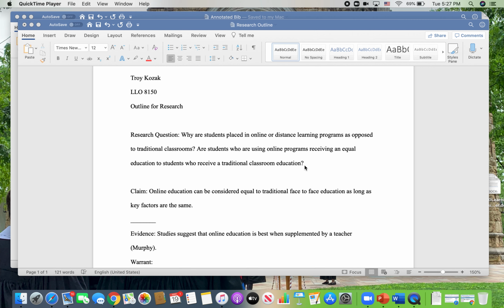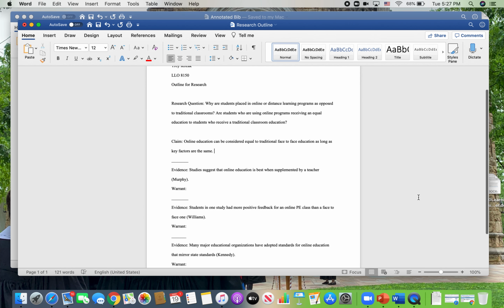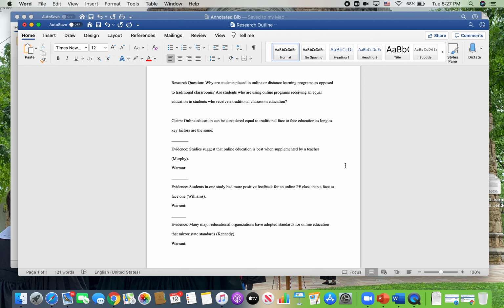So if you remember, I'm going to zoom out here. There is a model. The model is not as full as this one because I've been working on this afternoon and I've added some things. And in the next video, I'm going to add the rest of the things. So what I've done is I had my research question. I had a blank claim. I had blank evidence, blank evidence, blank evidence. And I had those blank warrant, blank warrant, blank warrant. We're going to work on warrants in the next video.